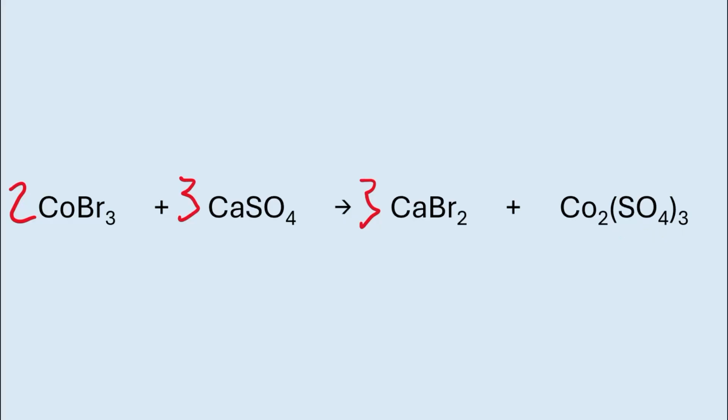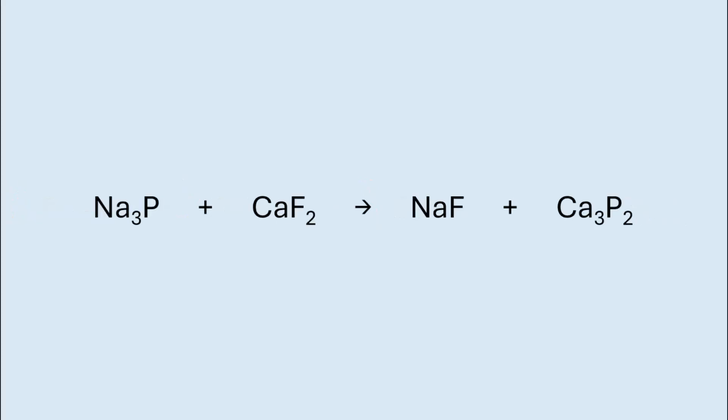Let's look at a few more reaction equations. Here we start with sodium phosphide reacting with calcium fluoride. Well, let's have a look. 3 sodiums at the start, only 1 at the end. That's no good. Let's make there be 3 at the end.